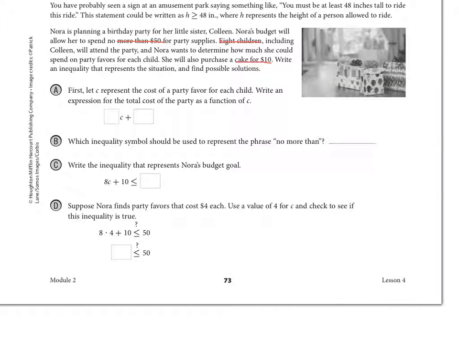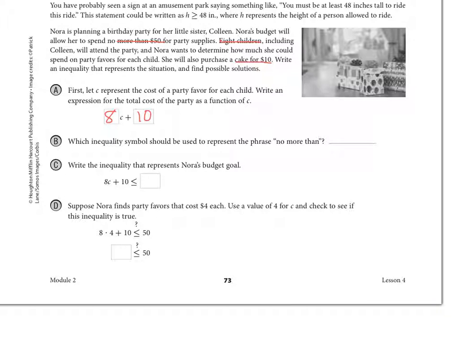So if C is the cost of the party favors for each child, something else we have to know is how many children are coming. Well, it told us that in the problem back up here when it said there were 8 kids coming to the party. So right here I'm going to put 8. 8 times C. Plus something. Well, there's another cost included in this. The other cost goes back here, which told us we were buying a cake, which was $10.